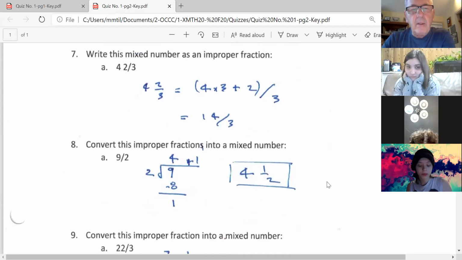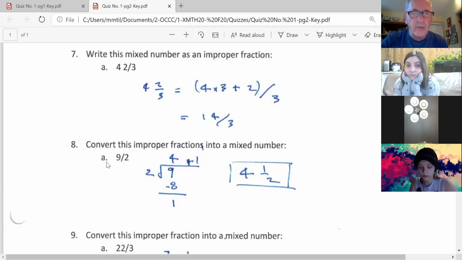Okay. Convert this improper fraction into a mixed number. So we're going backwards now. We want to get a mixed number. We start out here with a mixed number, got to an improper fraction. We're going backwards, so we have to manually divide. You have to divide the 2 into 9. 2 into 9 goes 4. 4 times 2 is 8. 1 left over. There's nothing to bring down, so it's a remainder of 1. You write this as 4 and 1 over 2. That becomes the mixed number. So it's important to understand this process, how to convert from an improper fraction to a mixed number.